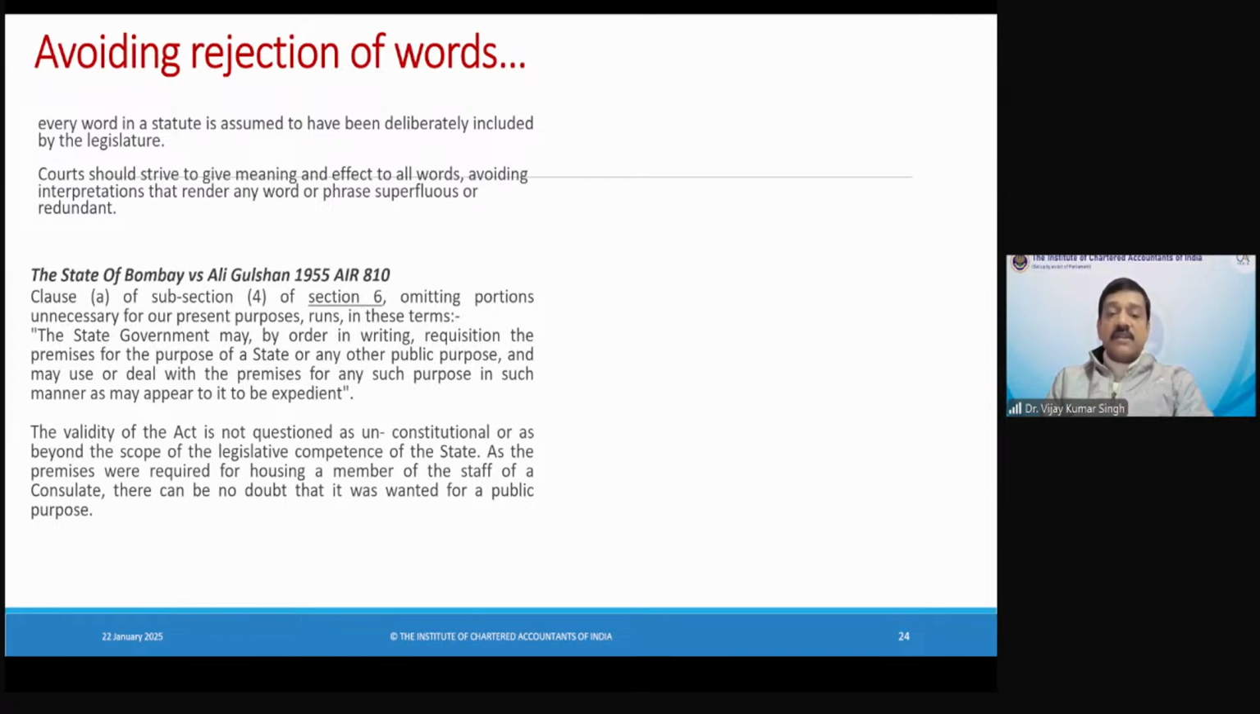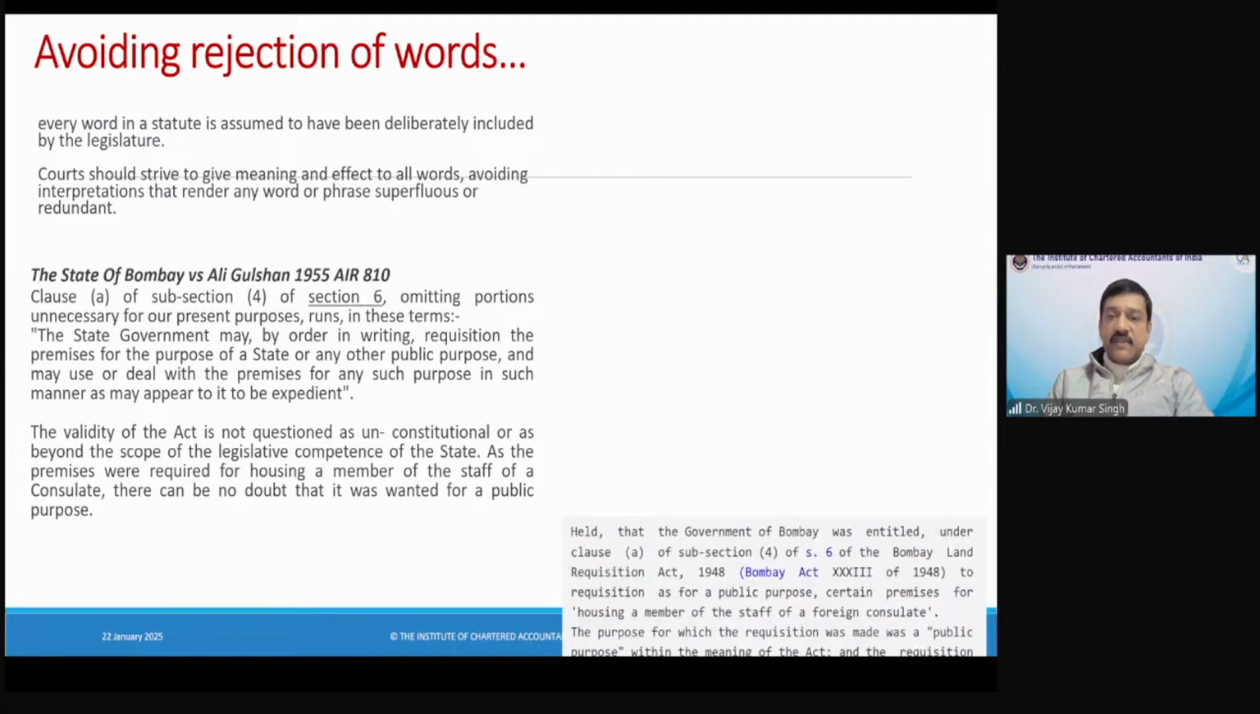There can be no doubt that it was wanted for a public purpose. So the question here was whether acquisition of land by the state for a consulate's house can be considered a public purpose, and the court said that there is no requirement of rejecting anything out of it, and it can be included as other public purpose. So they said that don't read this "other" there. The court said there is no need for that, and "other public purpose" will include all kinds of purposes for which the state wants to acquire the land. That kind of an interpretation was given in this particular case.